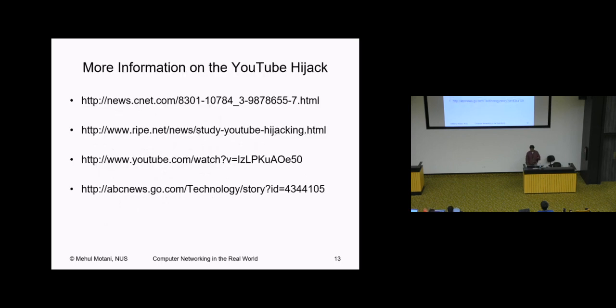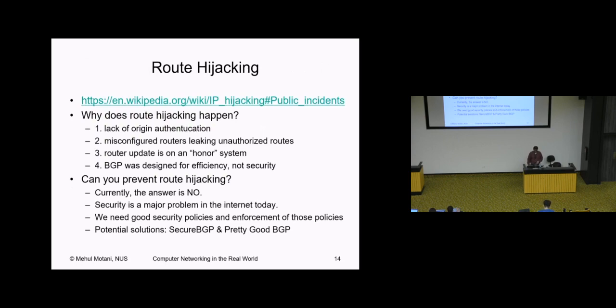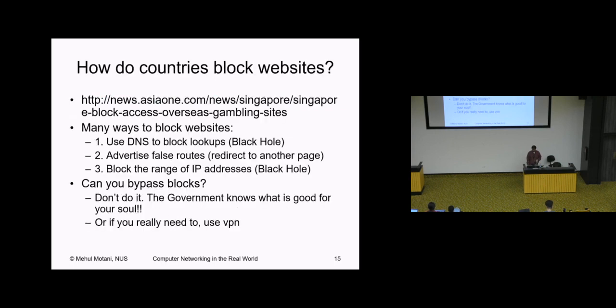If you want to, in the notes, I've given you a bunch of links. You can go check it out. Then there's just something on route hijacking. Can we stop it? And the answer is no. In fact, you don't want to stop it. If you stop it, you can prevent a country from being autonomous. So what we need is maybe better authentication, maybe better policies on when to forward these advertisements and so on.